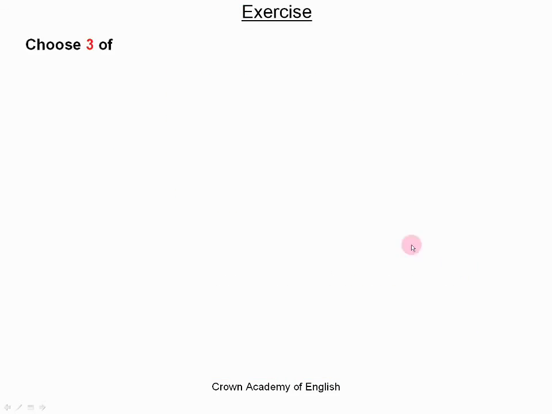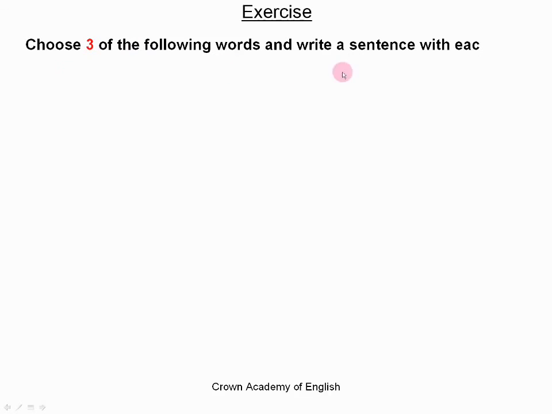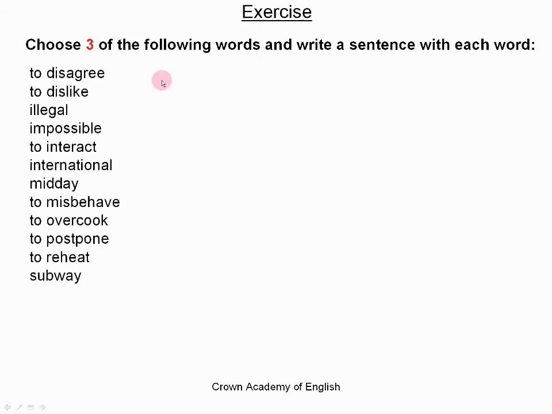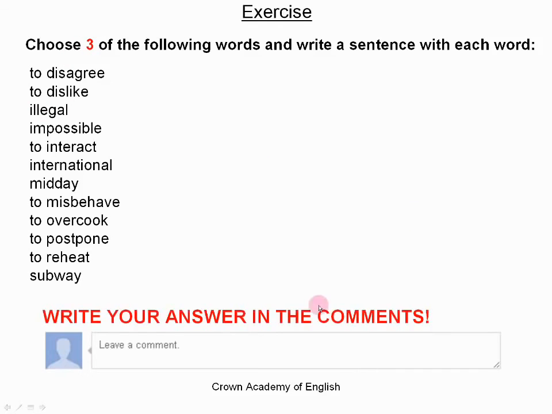Exercise. So, choose 3 of the following words and then write a sentence with each word. Okay, so here are some of the words that we have seen during this lesson. So just choose 3 of them and write a sentence. And if you do it in the comments section below the video, then I will reply to you and I will correct you if necessary. Okay?